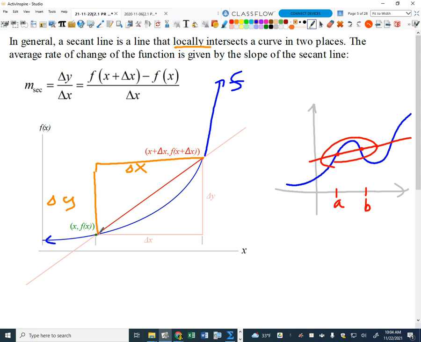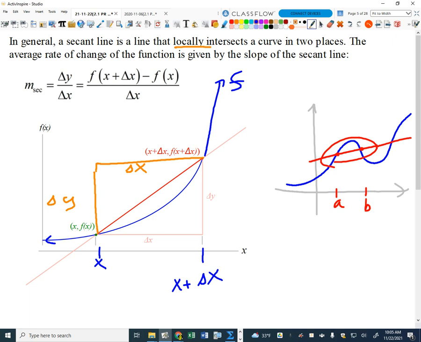Well, if we increase our x value by an amount delta x, then if this is x, this value right here is x plus delta x, right? We just increased x by delta x. So that's our new input to the function. The coordinates of this red point up here: the input is now x plus delta x, and the output is just f of that input. So it's f of x plus delta x.